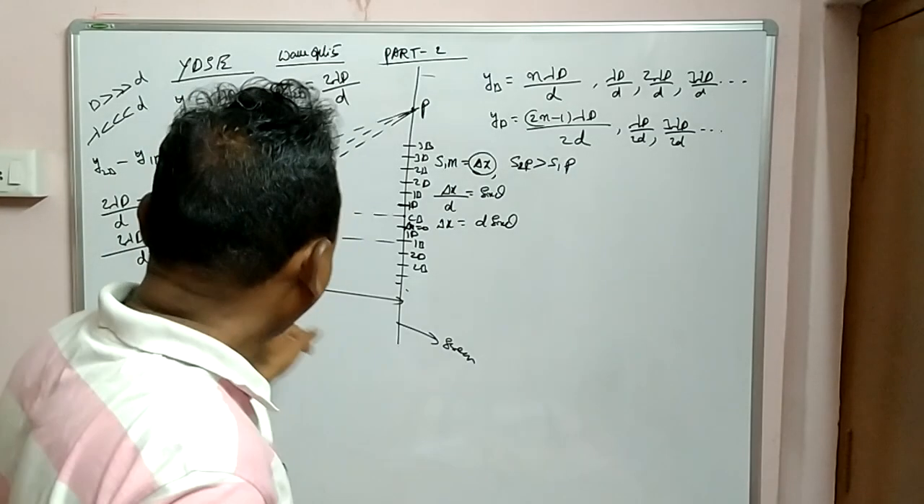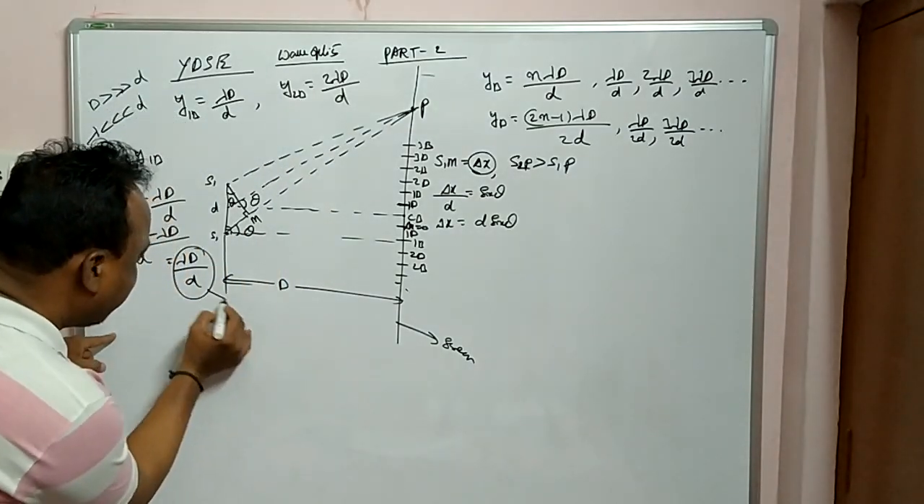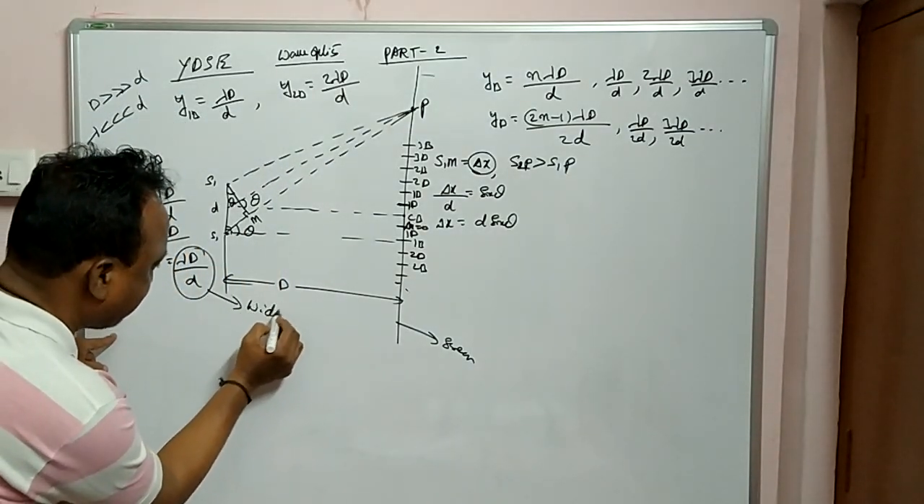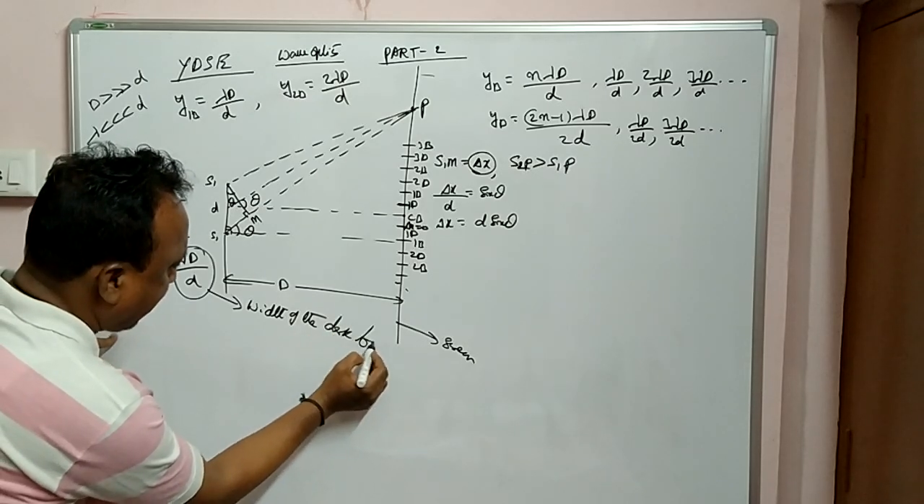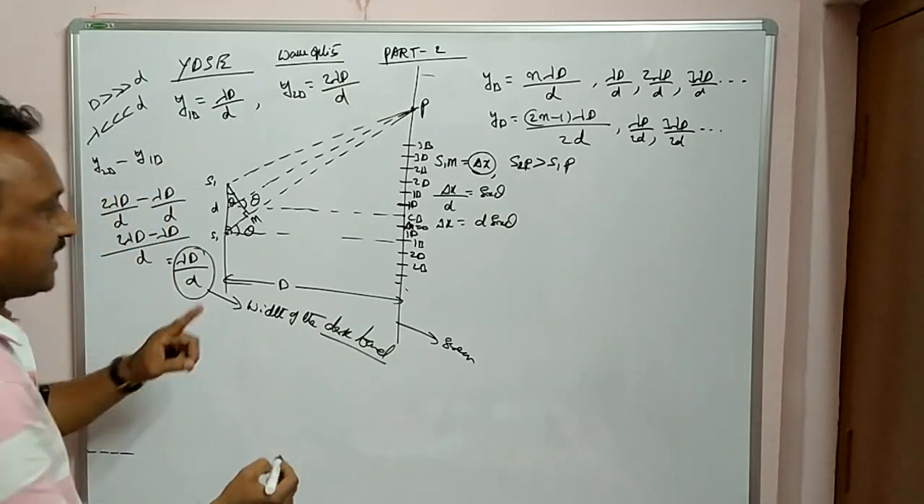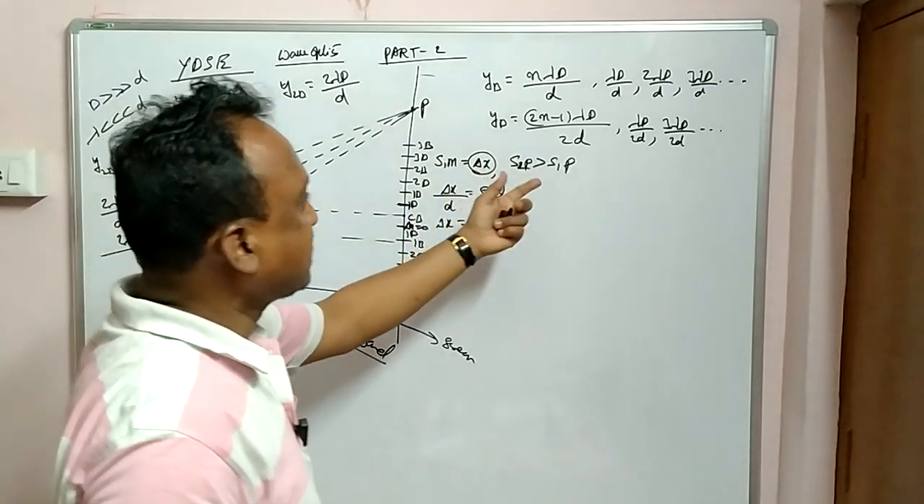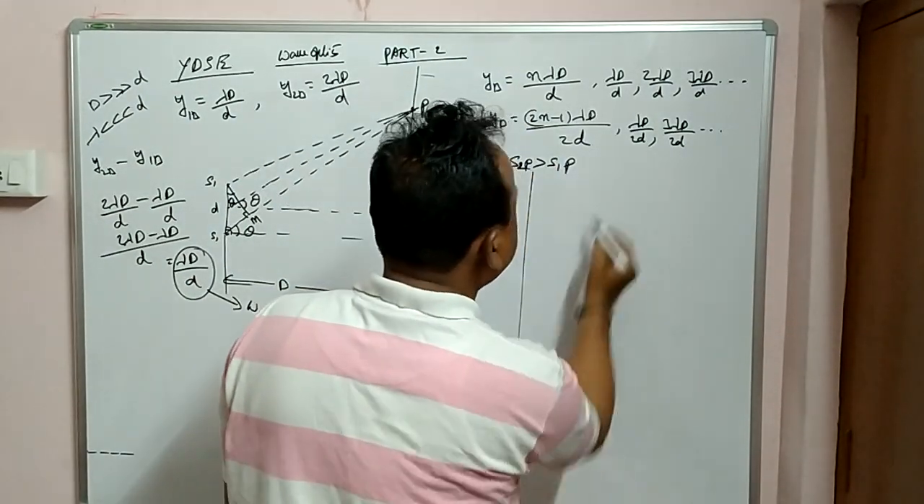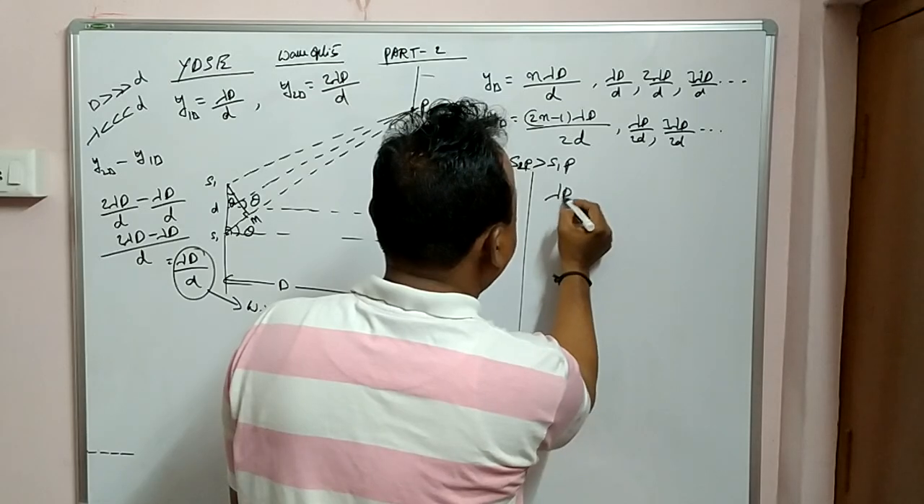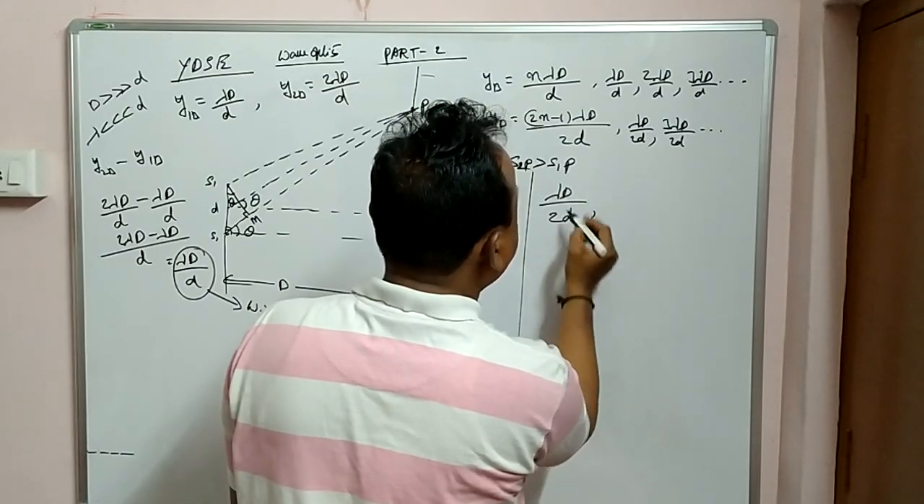Distance between any two successive bright bands is the width of the dark band, or dark fringe. In the same way, consider the distance between any two consecutive dark bands. For example, this is the first dark band, lambda D by 2d.